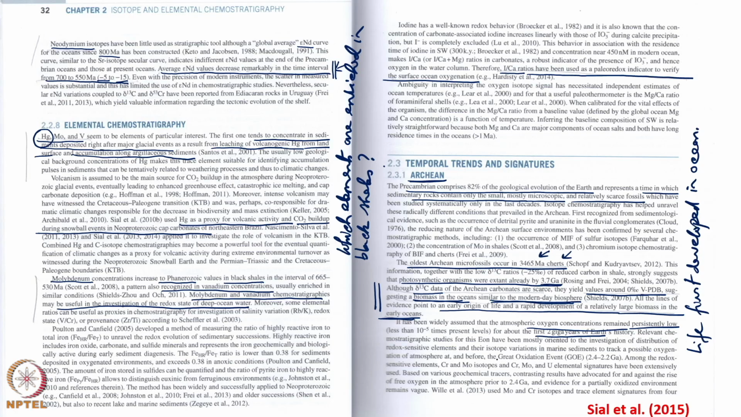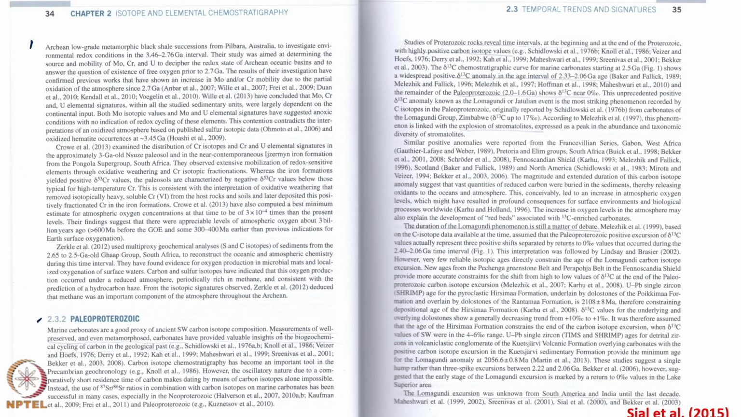The Great Oxidation Event, GOE, students must remember the range 2.4 to 2.2 billion years, is a remarkable event on the earth. Paleoproterozoic measurements of well preserved, even metamorphosed carbonates have provided valuable insights on the biogeochemical cycle of carbon in the geological past from the Paleoproterozoic.